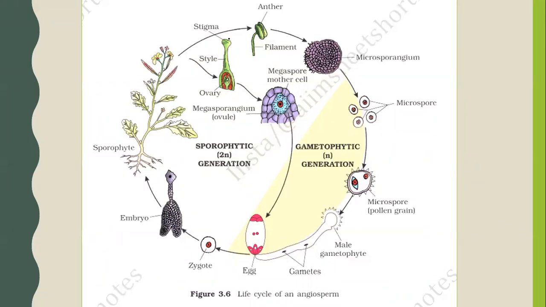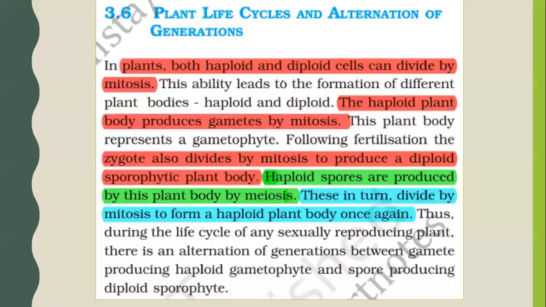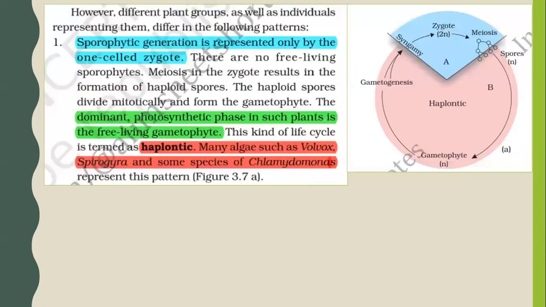The plant life cycle, that is alternation of generation. There are mainly three types: haplontic, diplontic, and haplodiplontic life cycles. Let's discuss one by one. This is the haplontic life cycle. The sporophytic generation is represented by the one-celled zygote. Meiosis in the zygote results in the formation of haploid spores, and the spores divide mitotically to form the gametophyte. Just remember the examples: Volvox, Spirogyra, and Chlamydomonas.